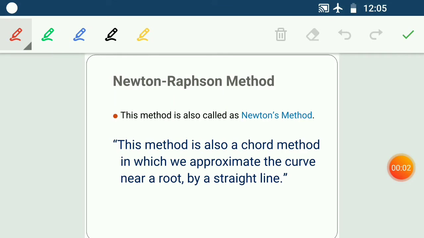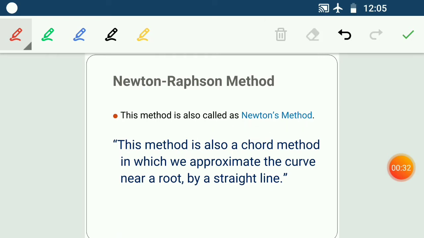Hello all. So today's topic is the Newton-Raphson method, another method which is used to find the root of any kind of mathematical equation. This method is also called Newton's method. It is widely used in numerical methods because it gives very fast convergence, as we will see in the numerical, and that's why it is also known by the name Newton's method.